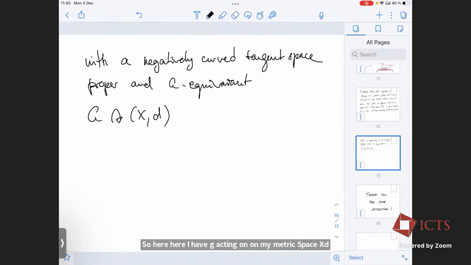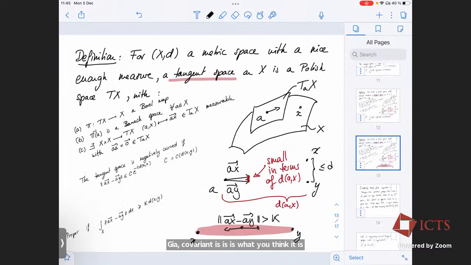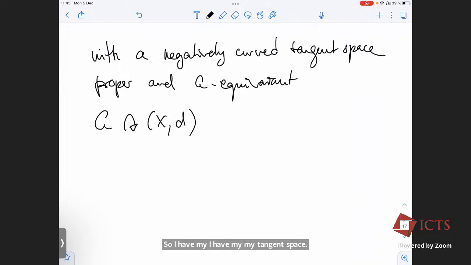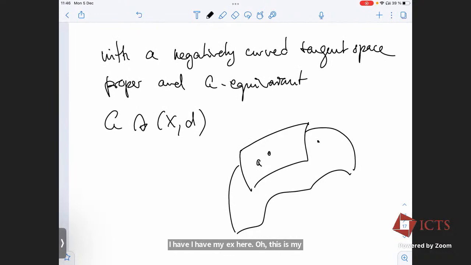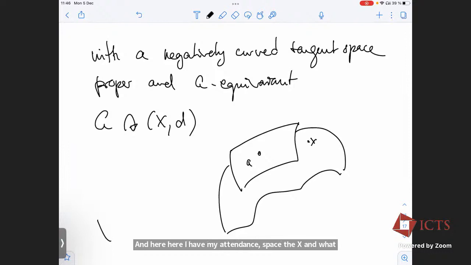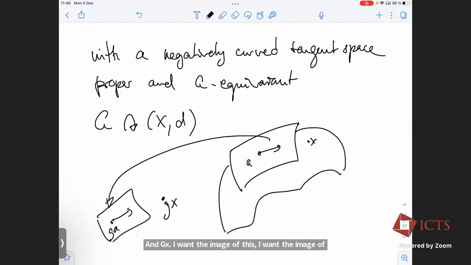So I have my tangent space, and if I move it around, I have my x here, and here I have my tangent space at x. What I'm saying is that if I move it around somewhere to GA in GX, I want the image of this vector to be this vector. So that's equivariance.